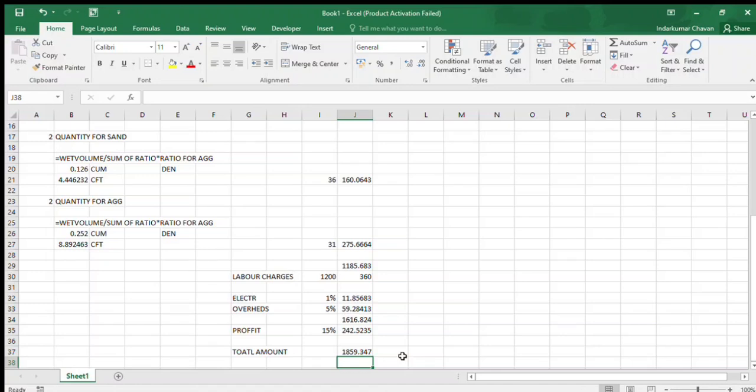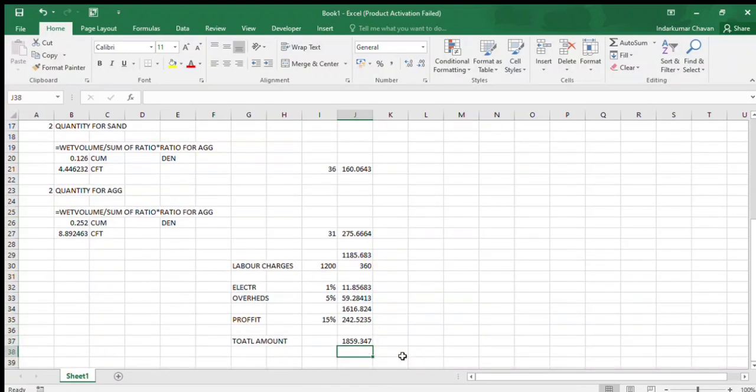But if someone or the client asks you what is the rate per square meter, per square feet or per cubic meter, I will just calculate this rate per cubic meter. My quantity is 0.3, so 6197 rupees required per cubic meter.